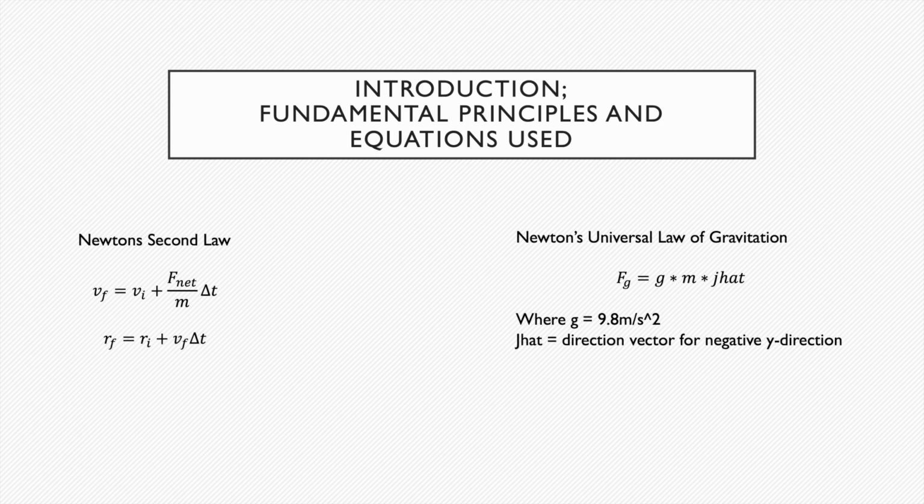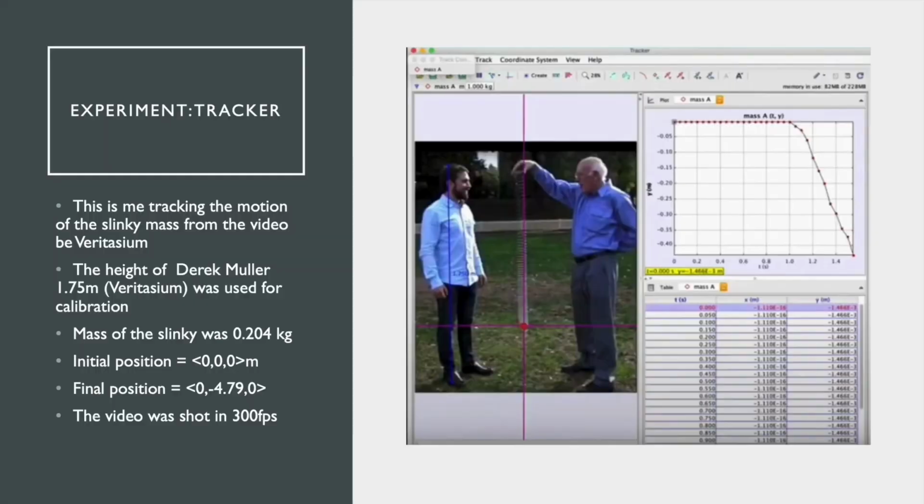So the fundamental principles used are Newton's second law, the velocity update and position update formulas, and Newton's universal law of gravitation, that is, the force of gravitation is equal to gm into j hat, where j hat is the direction vector for the negative y direction.